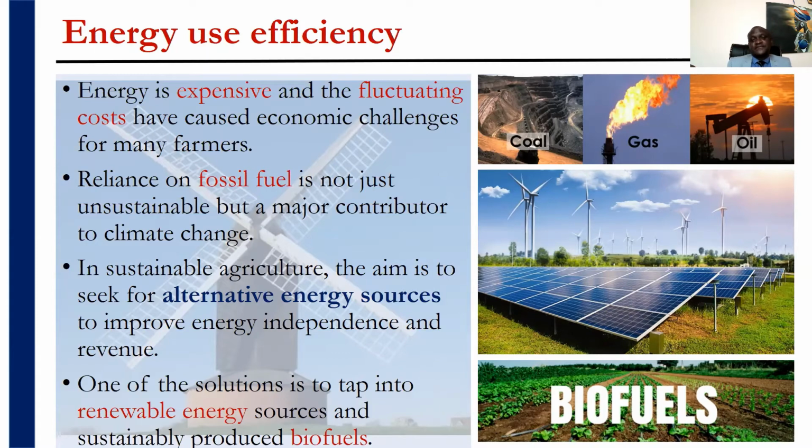And of course, the target now for 2030 is to limit the rise in global temperatures to 1.5 degrees, to avert global disasters happening because of climate change due to increased temperatures. So in the context of our talk today, therefore, the aim is to seek alternative energy sources to improve energy independence and also revenues. And of course, one of the solutions is to tap into renewable energy sources. And this would include things like solar panels that you put out in the farm to supplement your energy source, or actually to be the main energy source.